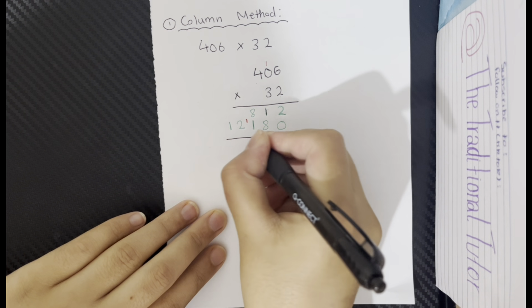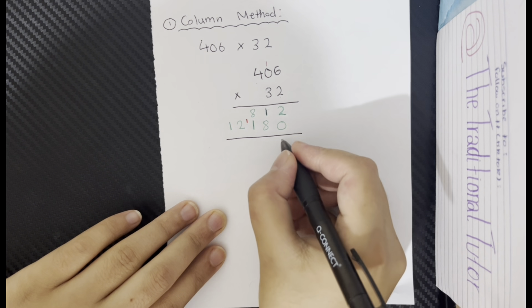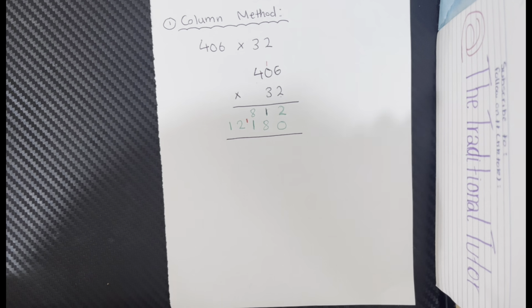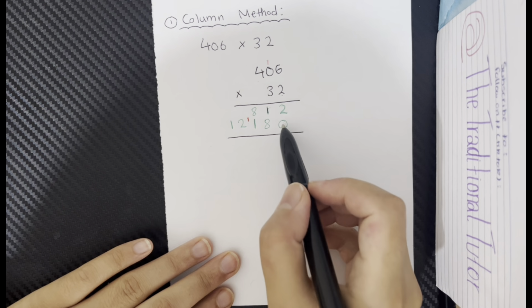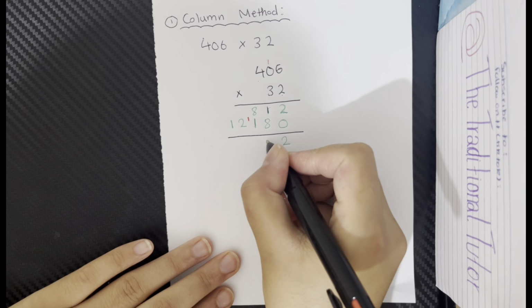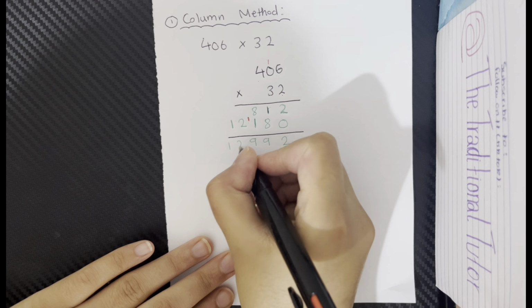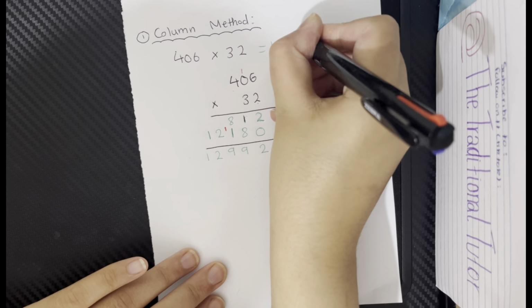Okay, and then last step is that we need to be adding our 2 sets of multiplication. So I've got 2 plus 0, which just gives me 2. 1 plus 8 is 9. 8 plus 1 is 9. And then I've got my 1 and my 2. So the answer is 12,992.